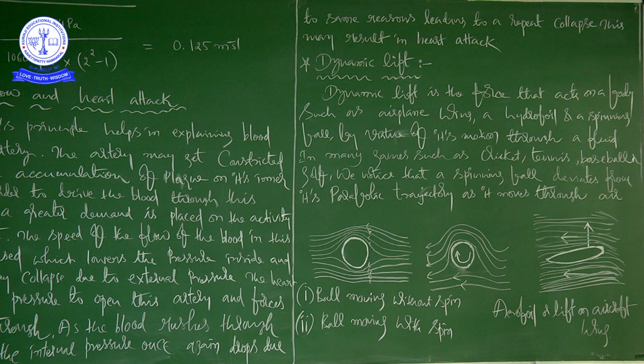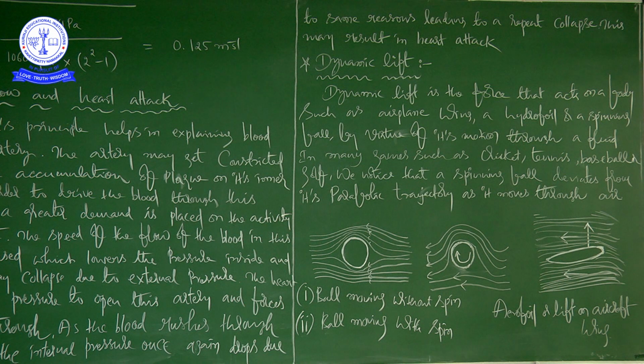The value we got is 0.125 meter per second. After completion of that, we discussed one important application, blood flow and heart attack, a very dangerous situation in human life, right? Many people die, and we can see these situations in our life. Here the main thing is to explain blood flow and heart attack using Bernoulli's principle. Bernoulli's principle helps in explaining blood flow in an artery. The artery may get constricted due to the accumulation of plaque on its inner walls, right? Because of the difference between internal and external pressure, and the continuous dropping of internal pressure in our artery, it leads to a dangerous situation, which is a heart attack.